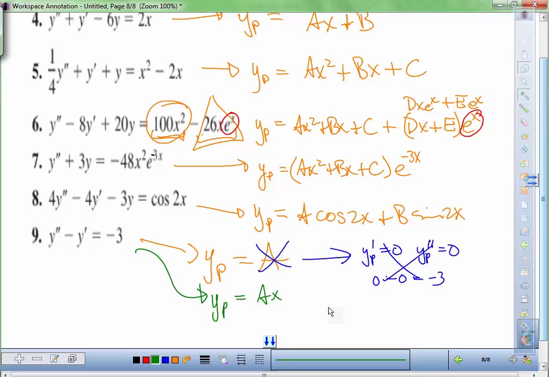So let's see. Yp prime is equal to a. Yp double prime is equal to 0. So we have a 0 minus a is equal to negative 3. So a is equal to 3. So that seems to be your particular solution. And if you continue working this out using some other stuff, you should get the two fundamental solutions and an answer.